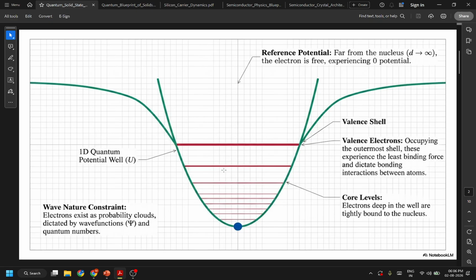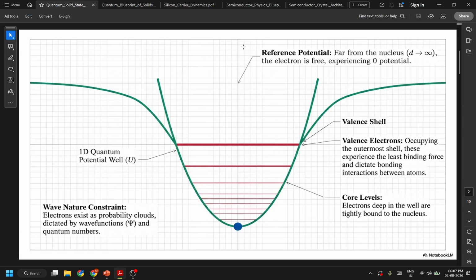and the states for electrons. So here, this is called a potential well. This is a 1D quantum potential well. You can see this is a parabolic well which we studied last week as in harmonic oscillators, and this is the reference potential which is considered far from the nucleus, that is, d approaches infinity.